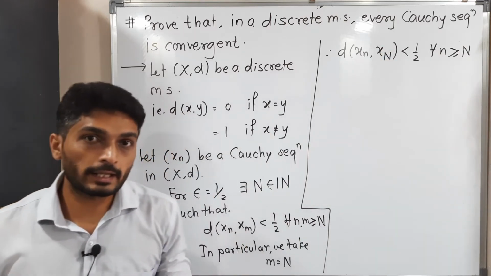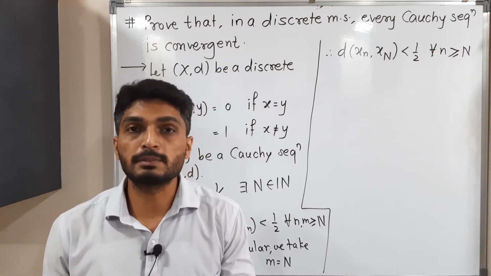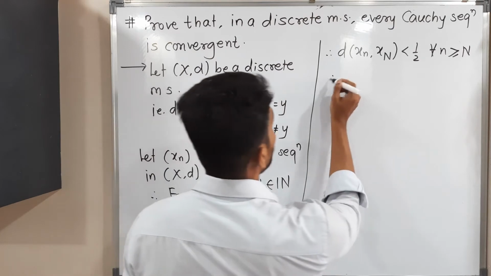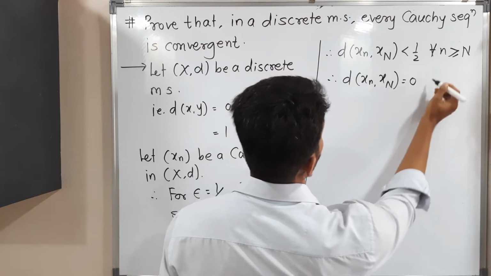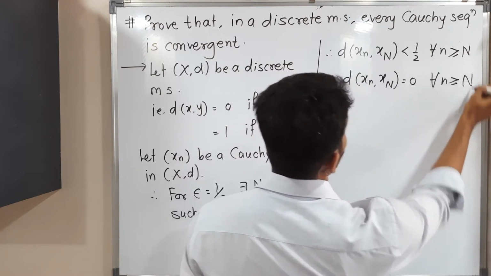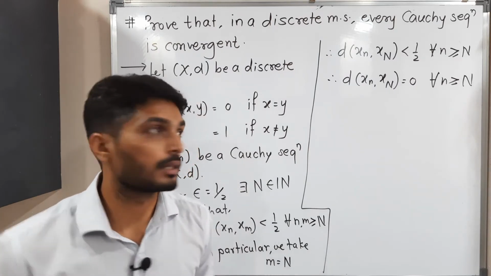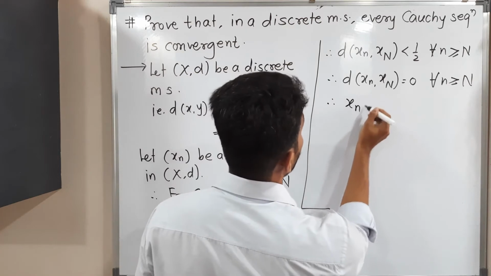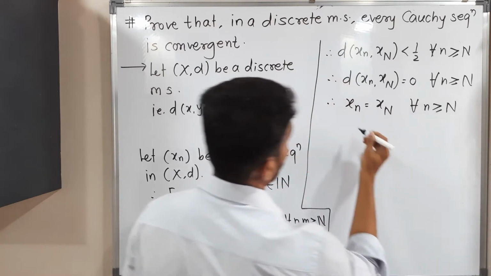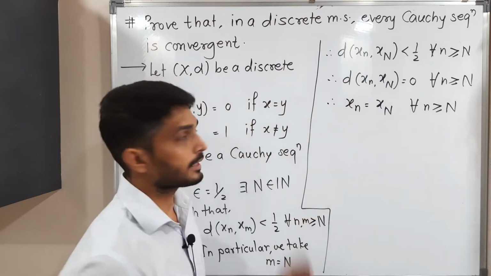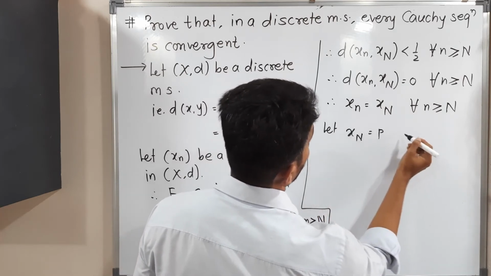As I told you earlier, there are only two possibilities, either distance 0 or distance 1. It is less than 1/2, that means obviously the distance is 0. Therefore d(xn, xN) = 0 for all n greater than or equal to capital N. The distance between two points is 0, that means both of them are equal. Therefore xn = xN for all n greater than or equal to capital N. So all elements are equal to xN. I will call it p.